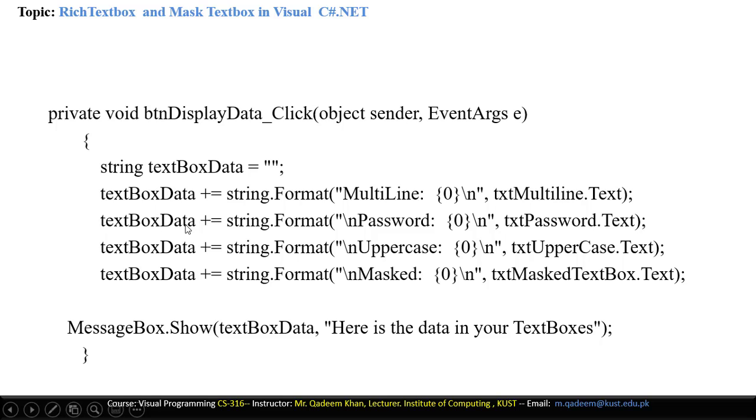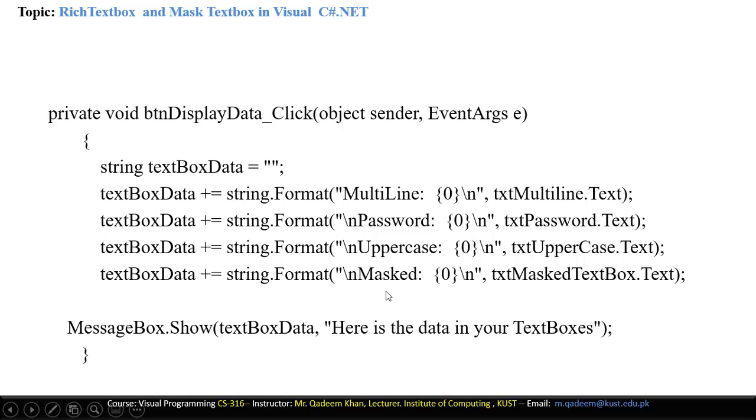Then again textBoxData += string.Format("Password: {0}", txtPassword.ToString()). So from the password text box, this string will be placed here in the zero parameter, and it will be concatenated with the previous string. Similarly, textBoxData += string.Format for uppercase, txtUppercase.Text. This string will be placed here and will be concatenated with the other strings.